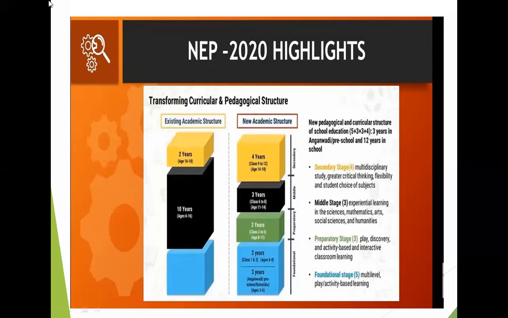And the fourth stage, the secondary stage, classes 9 to 12, ages 14 to 18. It has multidisciplinary studies, greater critical thinking, flexibility, and student choice of subjects. This is the new academic structure and the new pedagogical and curriculum structure of school education: 5, 3, 3, and 4. 3 years of Anganwadi preschool and 12 years of school.